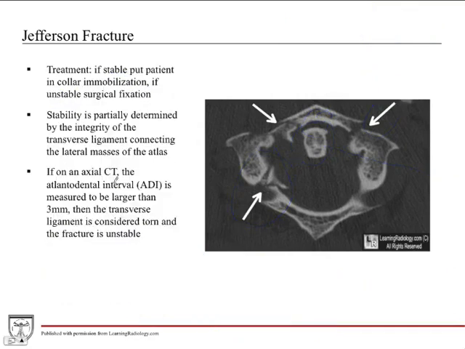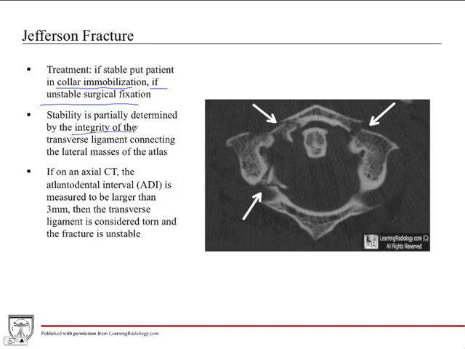So what's the treatment? If the patient's stable, you put them in a collar immobilization. That's just those thick neck collars you'll see people have. If it's unstable, you have to do surgical fixation, which means you go in and fix the fracture surgically, okay? So now, how do you determine if it's stable?